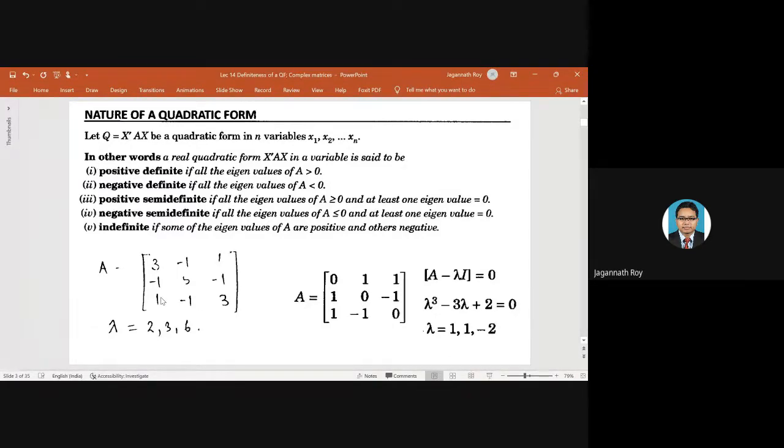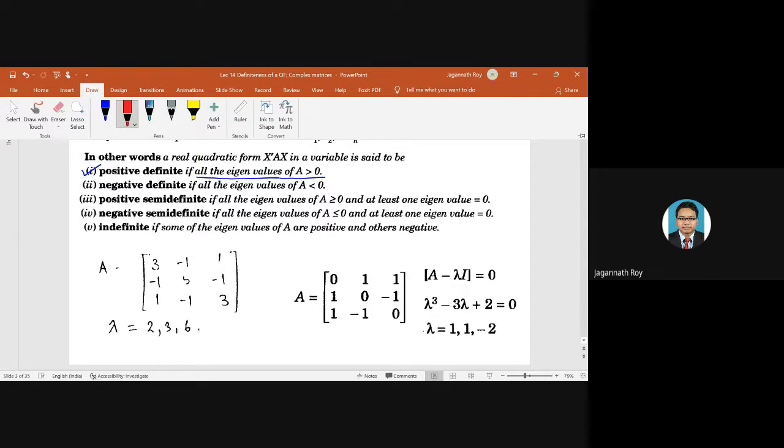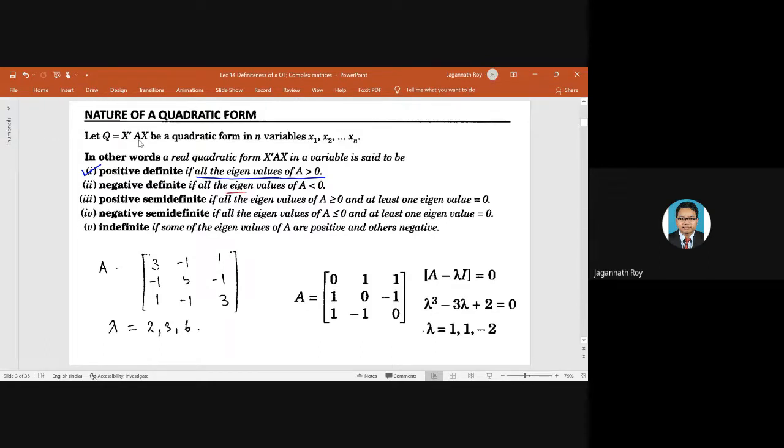When all the eigenvalues are positive, strictly greater than 0, then we call it a positive definite matrix. Now if we have all the eigenvalues as negative, less than 0, then we call it a negative definite.